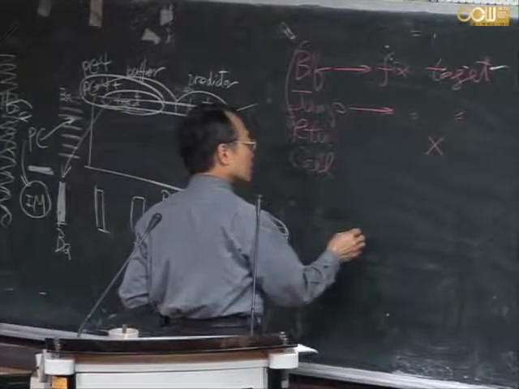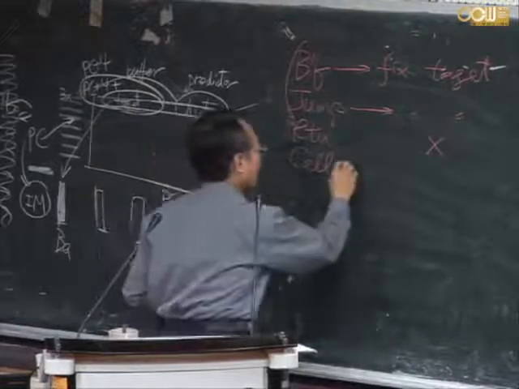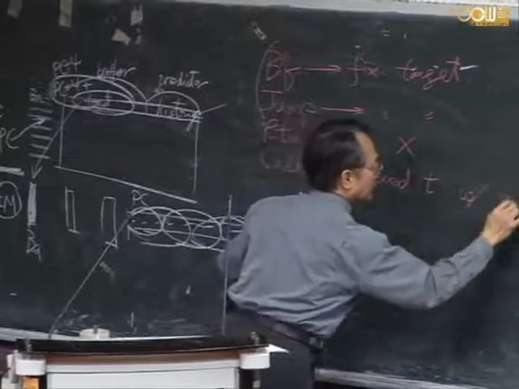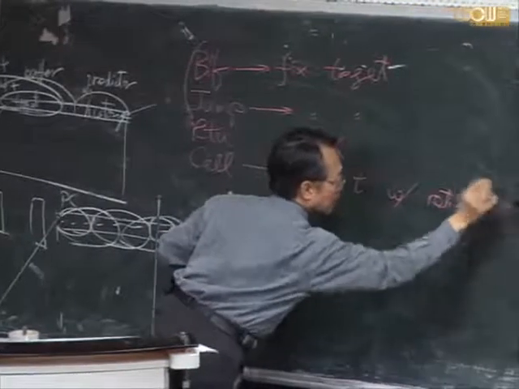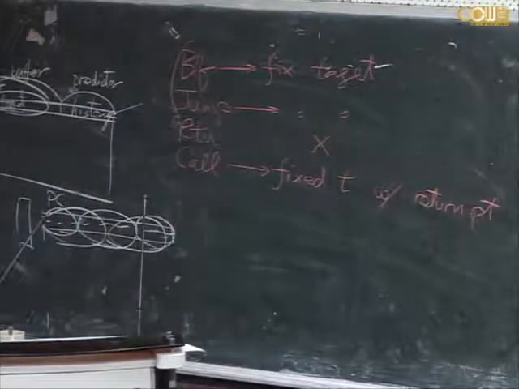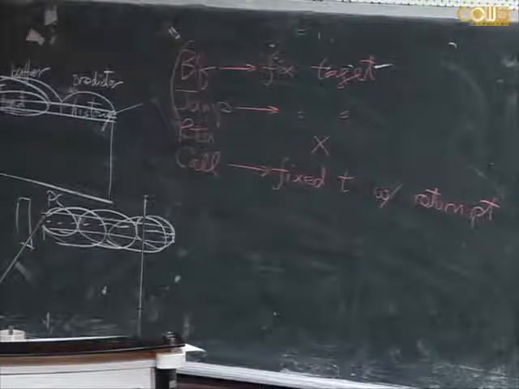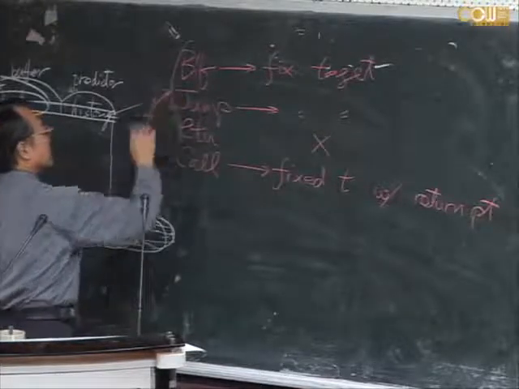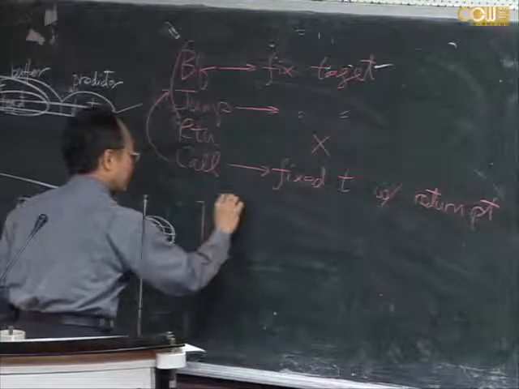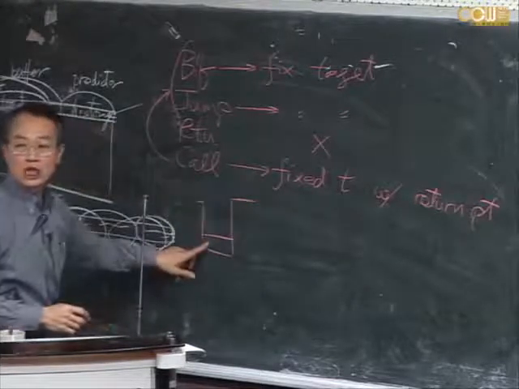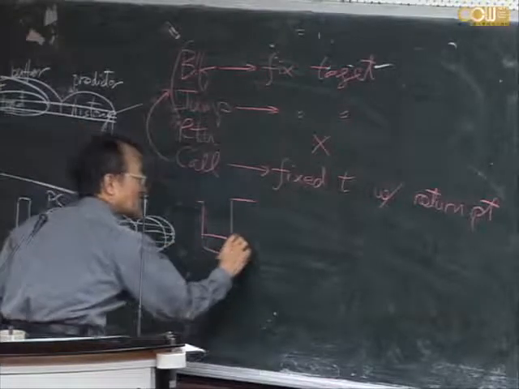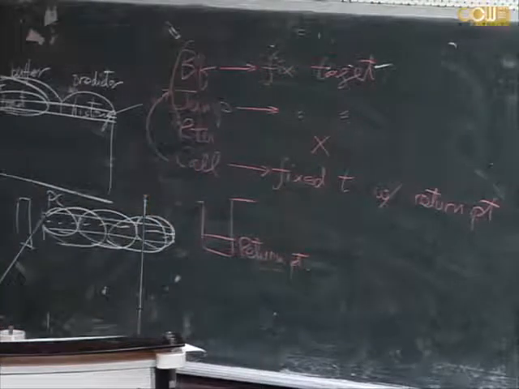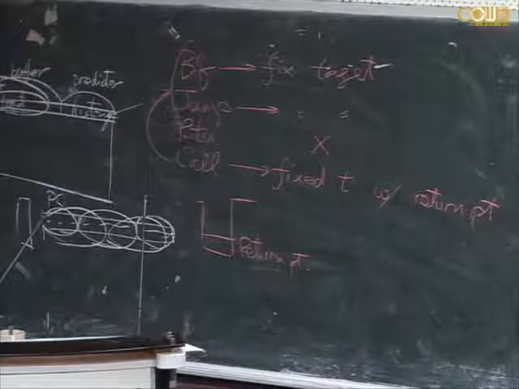Call is weird. It has a fixed target, but with a return point, right? Call will also provide you with a return point. So how do you deal with call? You can deal with a call similarly to this. Plus, you need to have a place to store, to remember, the return point. Okay?